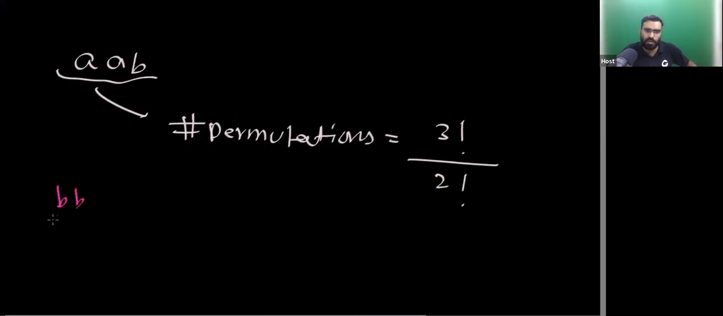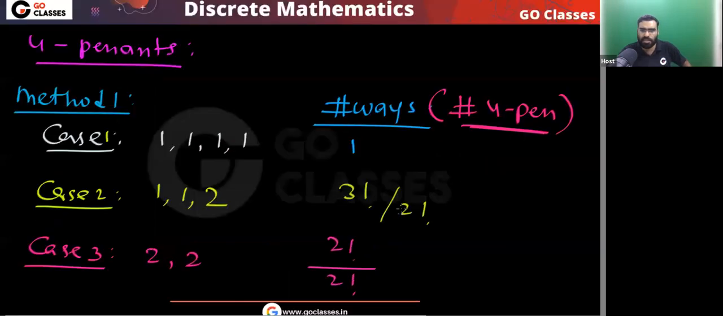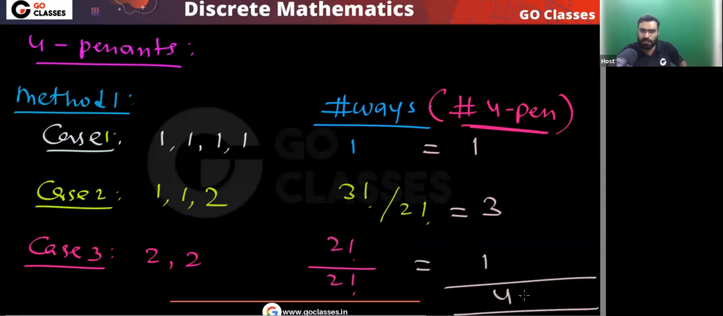For example, if I ask you for BB, how many permutations can you create? That will be 2 factorial divided by 2 factorial, because they are the same. Very simple. Now you can see here the answer will be 1, and this 3 factorial divided by 2 factorial will be 3, and this will be 1. What is the total answer? That will be 4. So the number of 4 pennants is equal to 4.